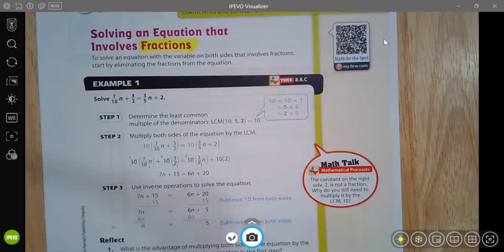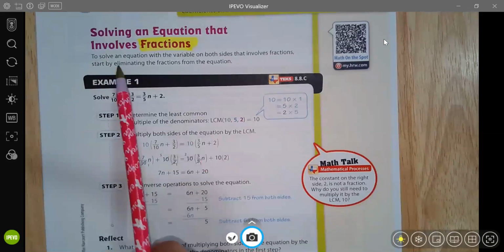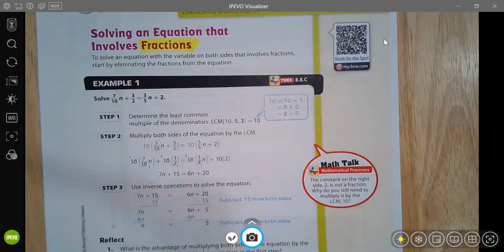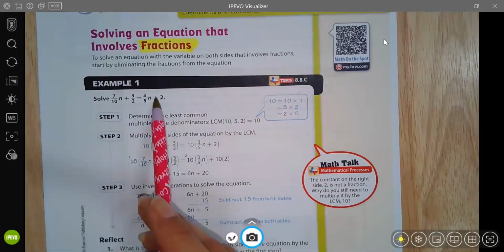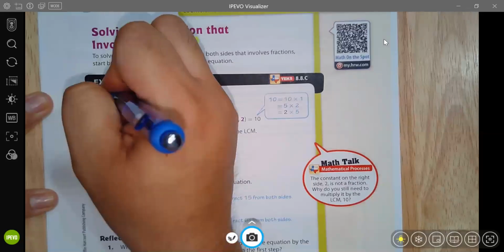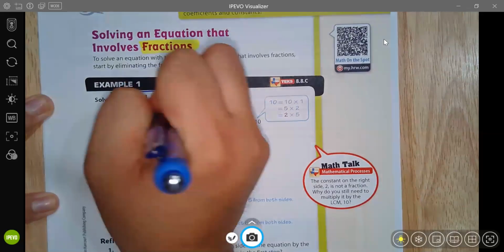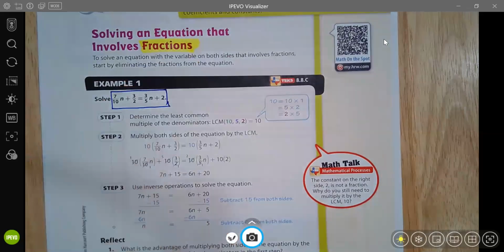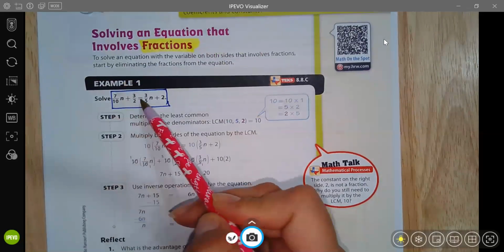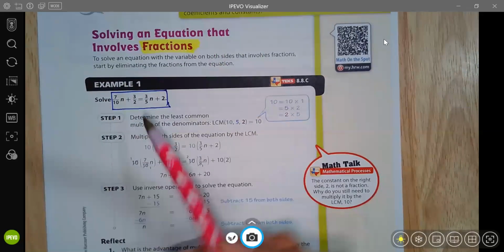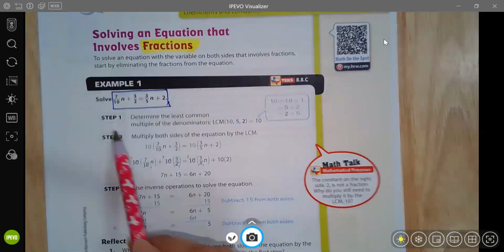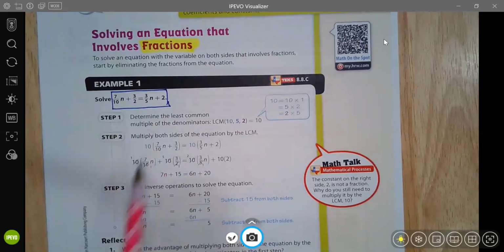Okay, so it says here, to solve an equation with the variable on both sides that involves fractions, start by eliminating the fractions from the equation. So this is the particular problem that they gave us. I'm going to box that in. Okay, so this is the equation. It's 7/10 n plus 3/2 equals 3/5 n plus 2. So that's our problem, right? Our equation. Step 1 says determine the least common multiple of the denominators.